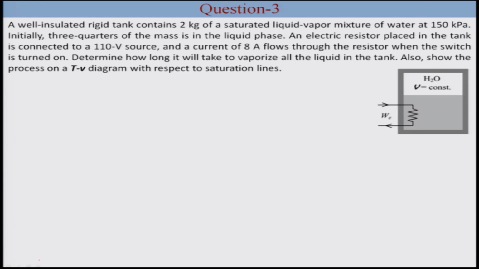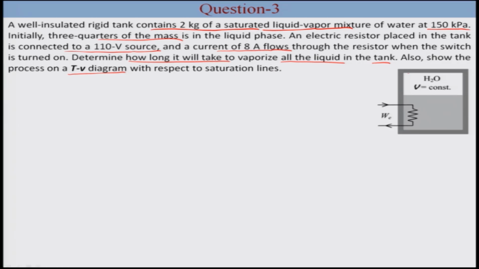A well insulated rigid tank contains 2 kg of saturated liquid vapor mixture of water at 150 kilopascal. Initially, 3/4 of the mass is in the liquid phase. An electric resistor placed in the tank is connected to a 110 volt source, and a current of 8 ampere flows through the resistor when the switch is turned on. Determine how long it will take to vaporize all the liquid in the tank. Also show the process on a T-v diagram with respect to saturation lines.